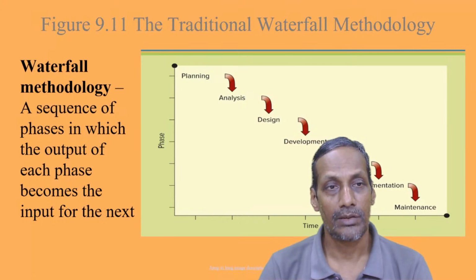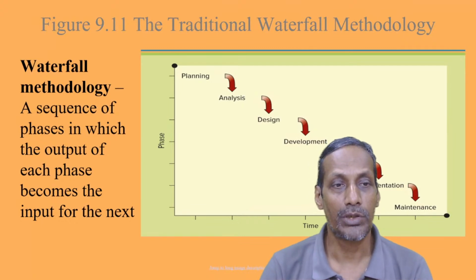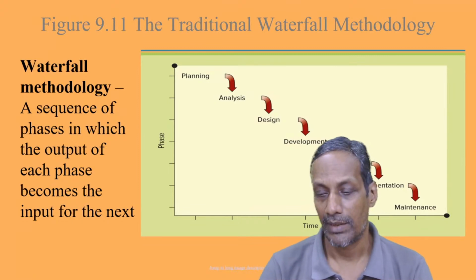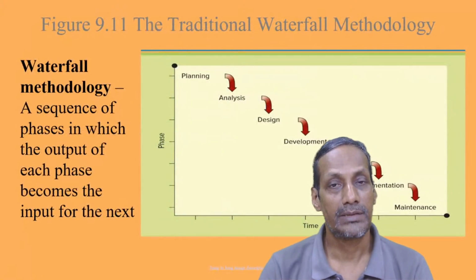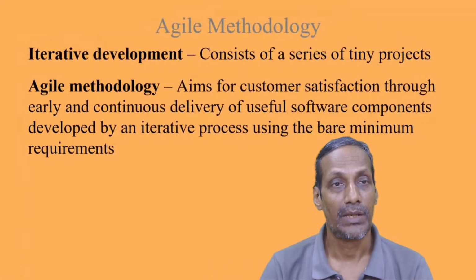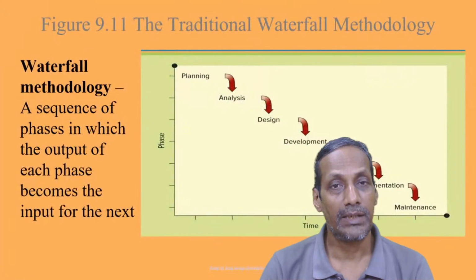So the waterfall methodology shows a sequence of phases in which the output of each phase becomes the input for the next phase, and it is sequential in nature. The advantage is that once you fail in a particular phase, you can come back to the previous phase and start afresh again. So basically, the waterfall model for development of IS solutions is the traditional development methodology that is followed. It takes time to come up with the new software solution for a complex business problem.